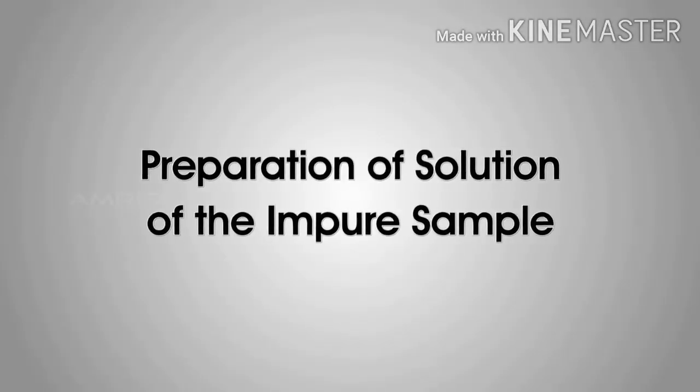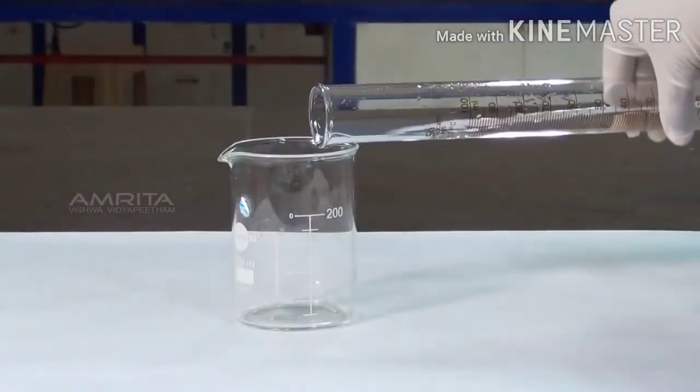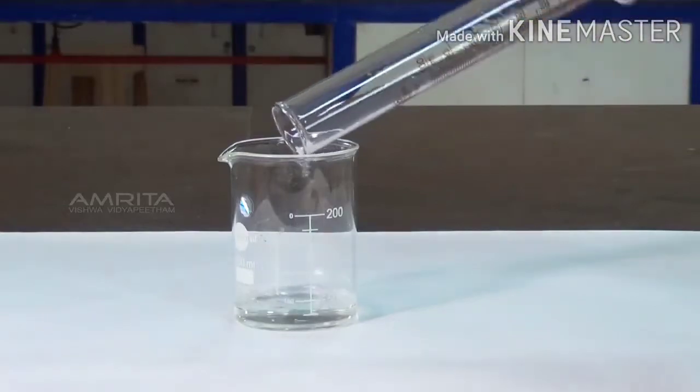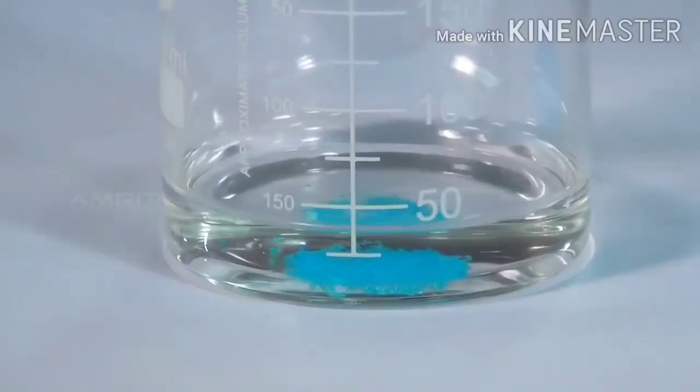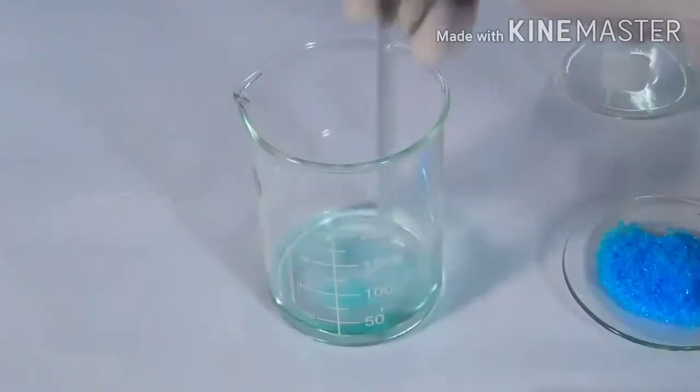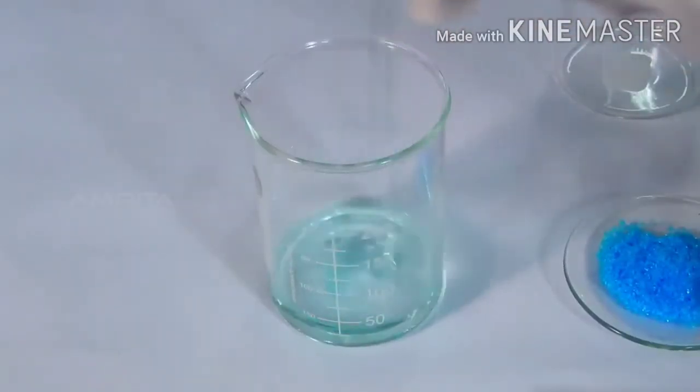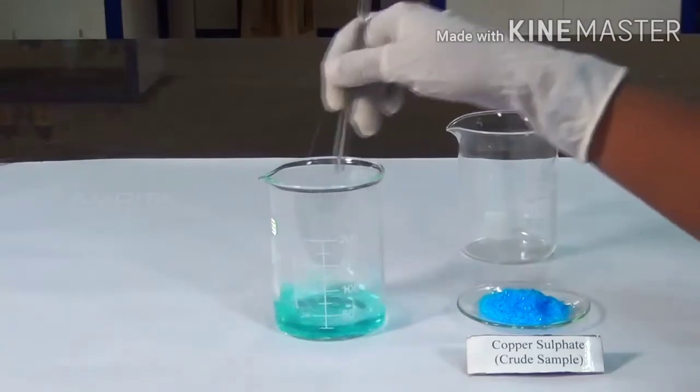Preparation of solution of the impure sample. Take about 30 ml of distilled water in a beaker. To this, add powdered crude sample of copper sulfate using a spatula. Stir the solution gently with the glass rod so that the powder dissolves.